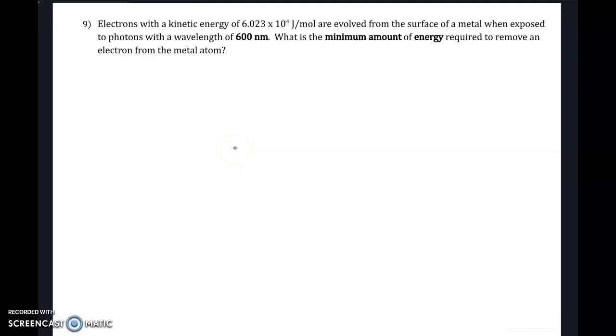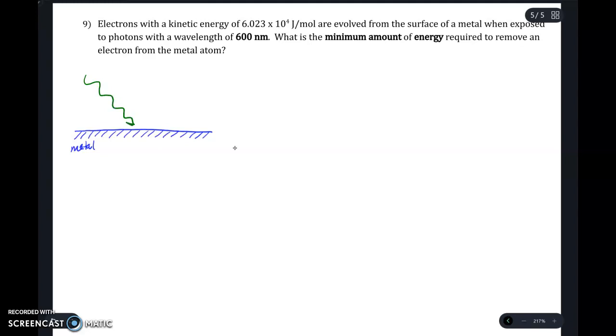Now, we've got a few different terms here that people might find confusing, and I always like diagrams to help with my understanding of things. So let me draw the surface of this metal, the light that's coming in and striking the metal, and then the electrons that are being ejected. And let's label these with some of the information we've been given.